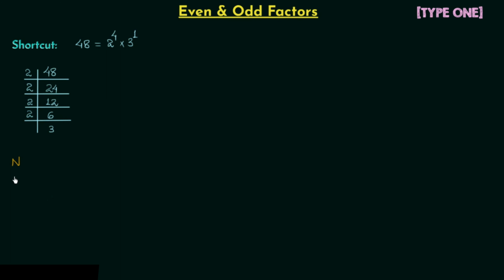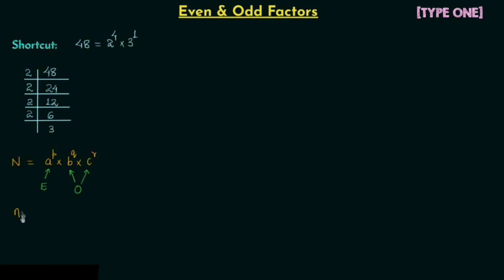Let's say we have a composite number n, and this composite number n has the prime factors a, b and c. a has the power p, b has the power q, and c has the power r. Out of a, b and c, a is the even prime factor, and b along with c are the odd prime factors. Now what will be the number of even factors and the number of odd factors of this number n?